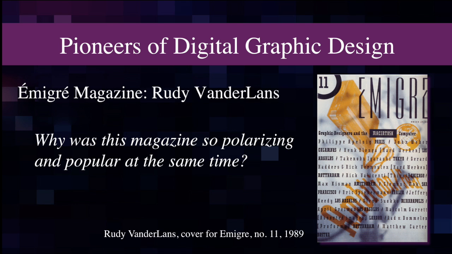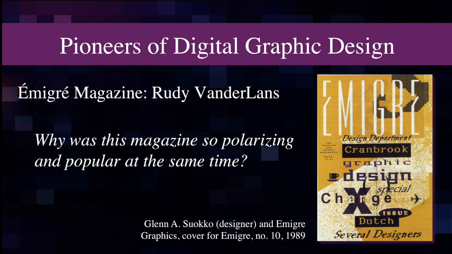In 1984, Dutchman Rudy Vanderlans began to edit, design, and publish Emigre magazine in the San Francisco area. Originally, they wanted to present their unpublished works along with creative works of others. They named it Emigre because of the impact different cultures and environments have upon creative work. It became a medium of experimentation. Can you tell me why this magazine was so polarizing and popular at the same time?